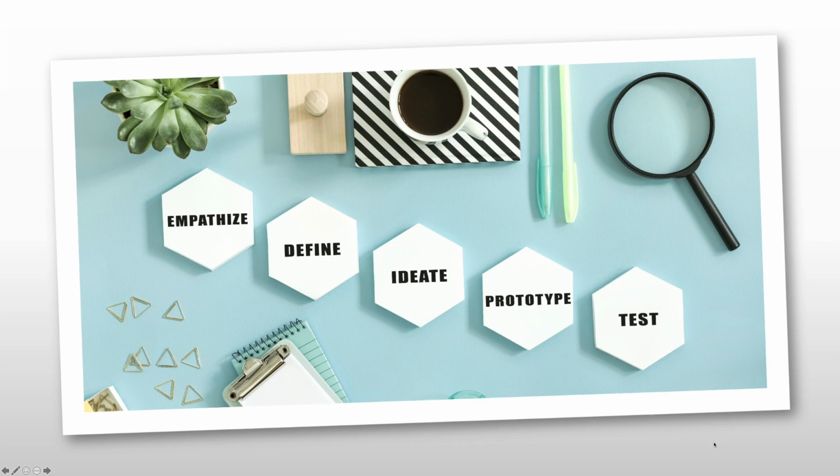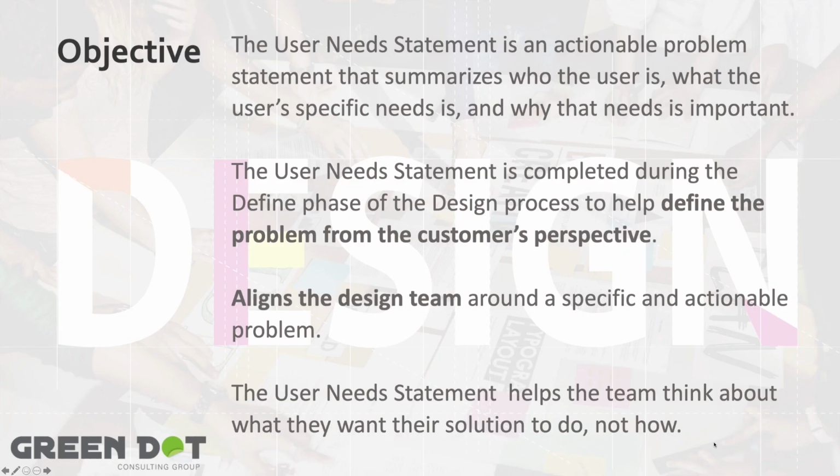In today's video, I want to focus on one of those tools that really allow organizations to focus in on who their customers are and what their customers' stated and unstated needs might be. The process that's often used to do this is the design thinking process, which includes 5 steps: empathize, define, ideate, prototype, and test. The specific tool we'll be looking at is the user needs statement, which oftentimes you'll hear has the problem statement or a point of view statement.